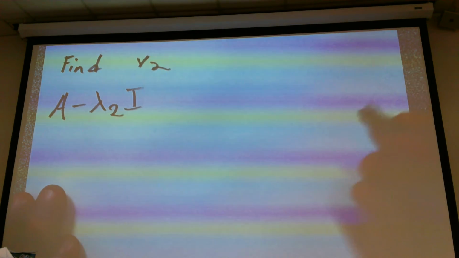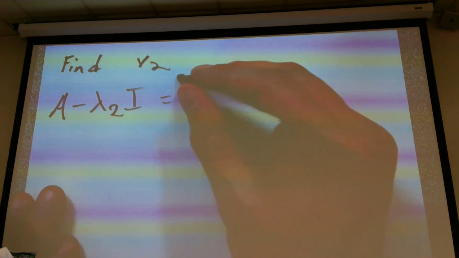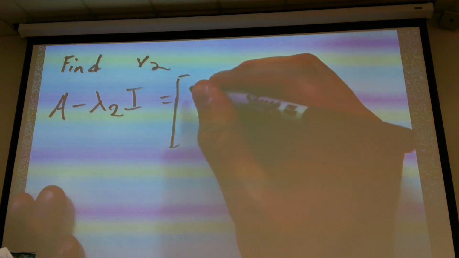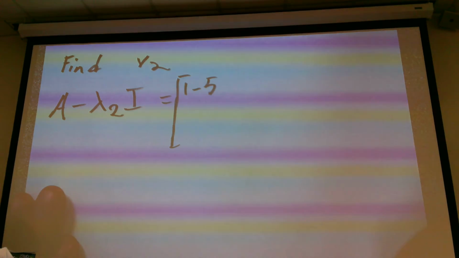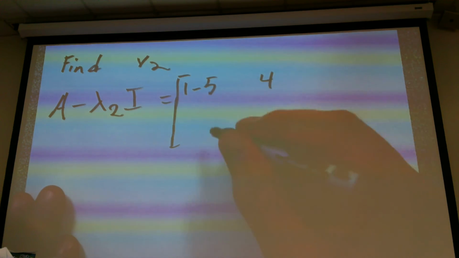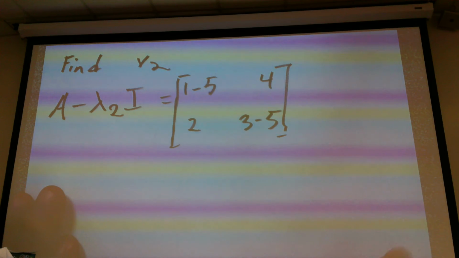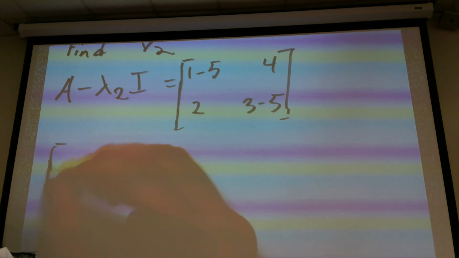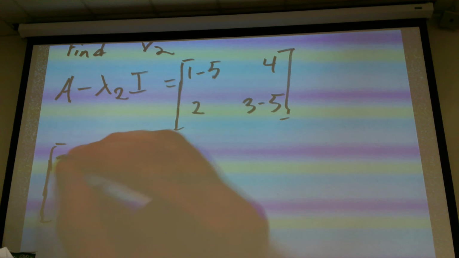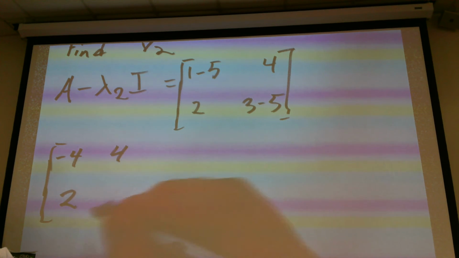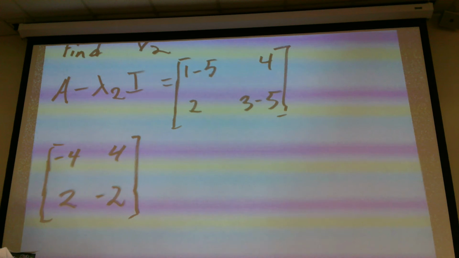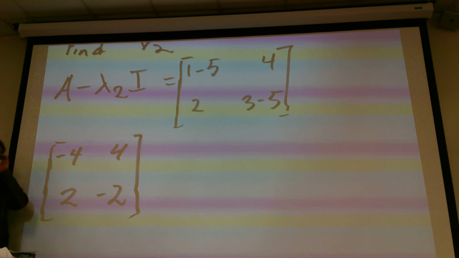Okay. So we're looking at A minus lambda 2 I. Okay, my lambda 2 is 5. So that's going to be 1 minus 5, okay, 4, 2, and 3 minus 5. Right. So what are we getting from this? We're getting negative 4, 4, 2, negative 2. And once again, if I took the top row and then multiplied it by 2, added it to the bottom row, that would be this much.